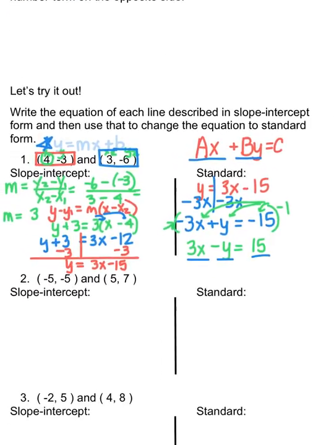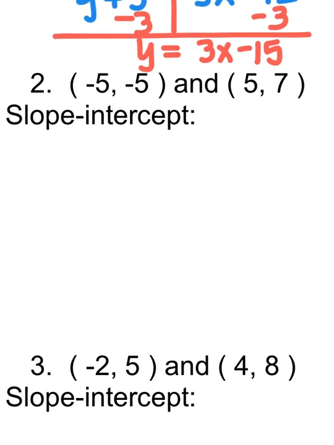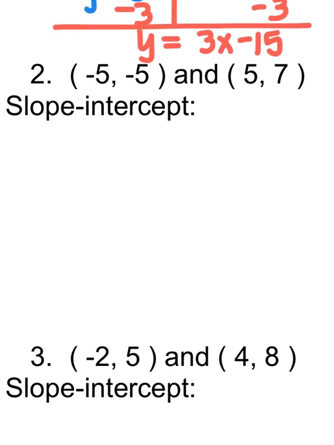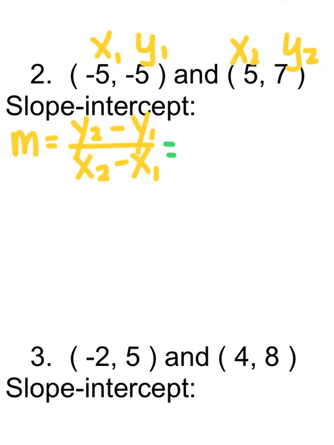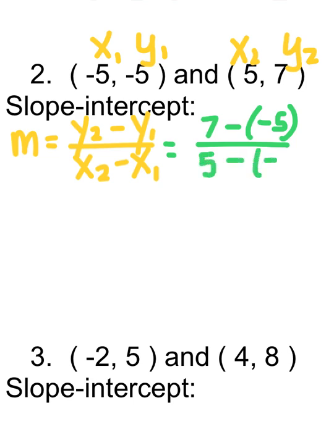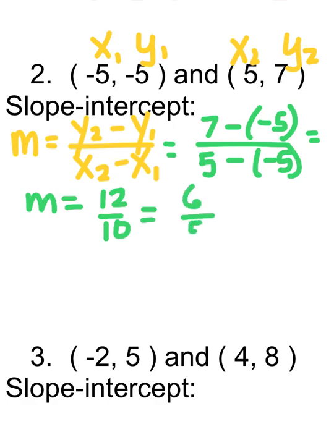Let's go on to number 2. Number 2, we're given 2 points. They want it in slope-intercept form. So we'll start with the slope formula. Let's substitute into our slope formula. We'll have y2 is 7 minus negative 5 over 5 minus negative 5. And we find that our slope is equal to 12/10, which will simplify to 6/5.